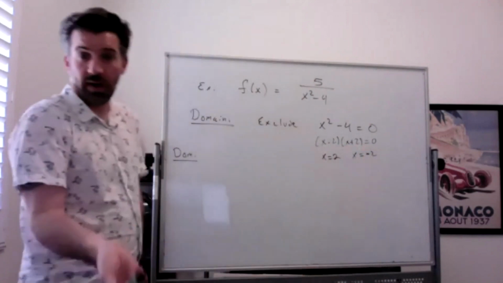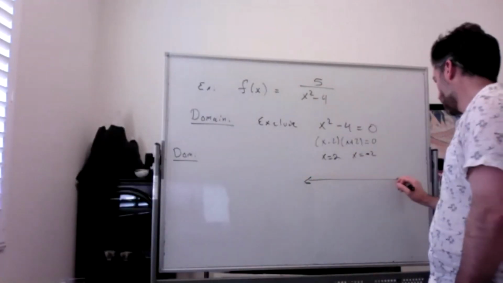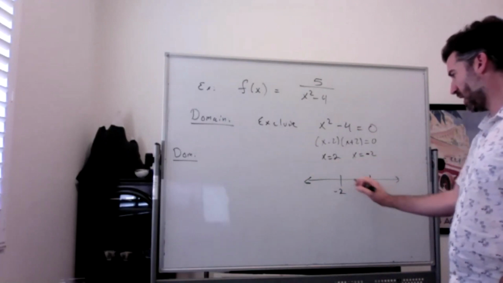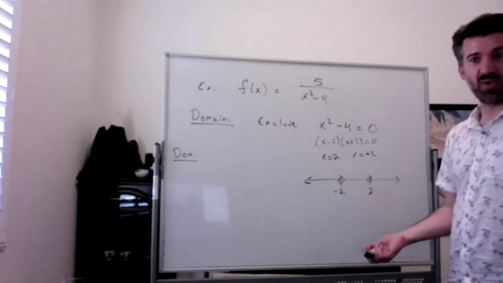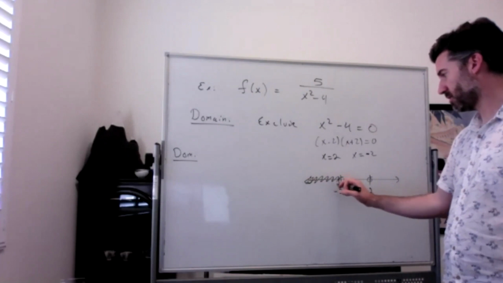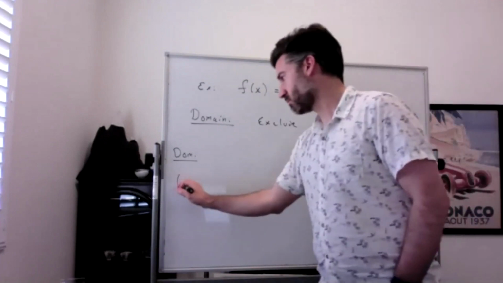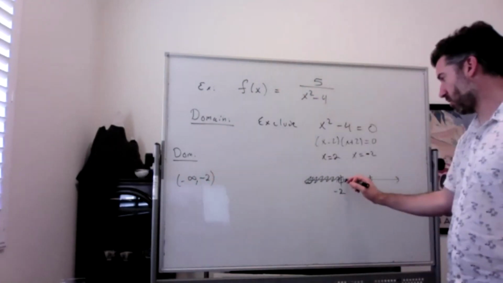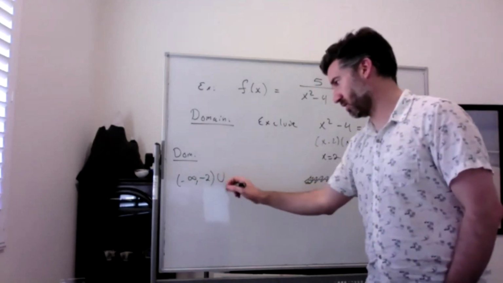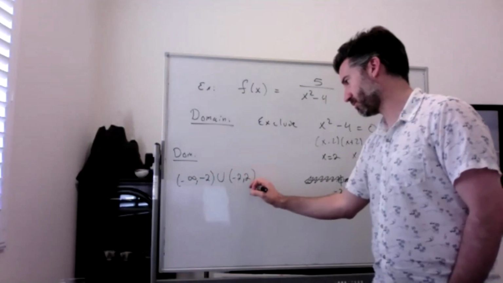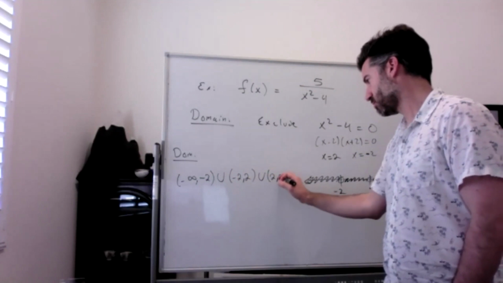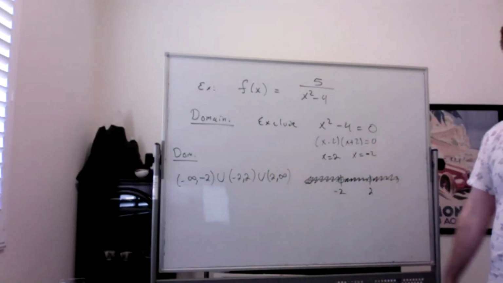I find it helpful to draw the number line if I'm not exactly sure how to write it. So here's what I've got. Here's my number line. I'm only going to put these points on it, and I don't want them, but I do want everything else. I want all of this from negative infinity to negative 2, excluding negative 2. I want all of this from negative 2 to 2, so I do a union, negative 2 to 2. And I want all of this. That's everything except for 2 and negative 2.